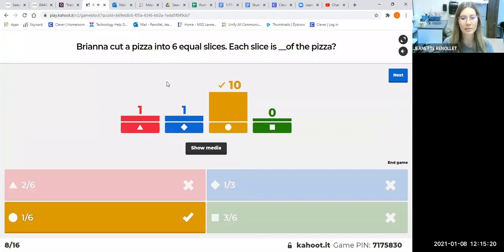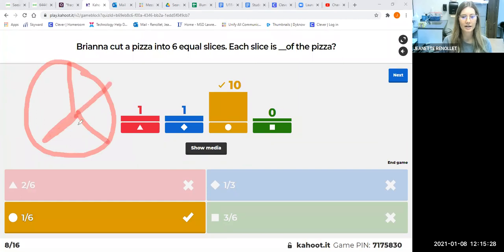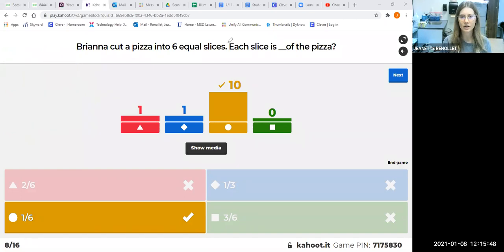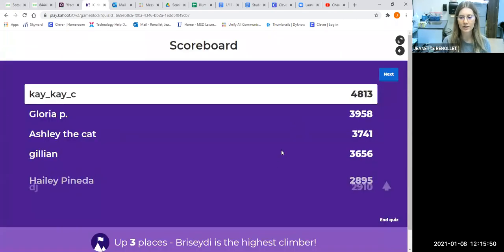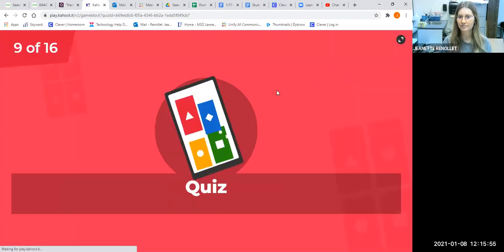Awesome. Very similar word problem. Brianna has a pizza cut into 6 equal parts. Each slice of pizza is blank. Well, we know that each piece would be a unit fraction, right? Each has a numerator of 1, and there are 6 total parts. So 1/6 would be the unit fraction, which is the name of each part. All right, let's see who can advance and gain some points. Who's gonna do it? Crushing it.